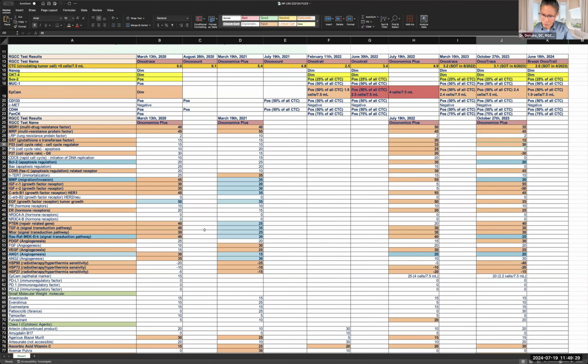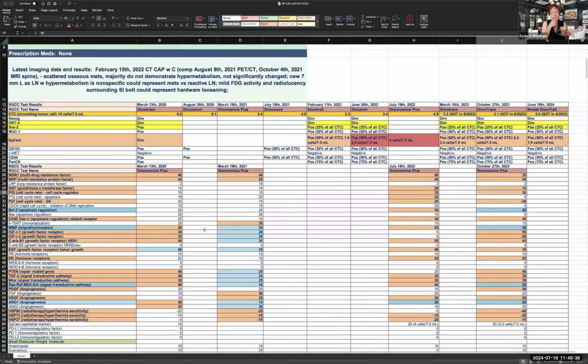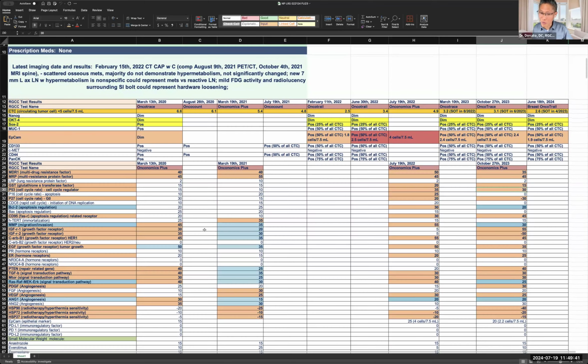Okay, Dr. Donato, how do you create this spreadsheet? Does your staff create it, or is this something that RGCC provides when you do multiple tests on the same patient? No, this is my own spreadsheet.